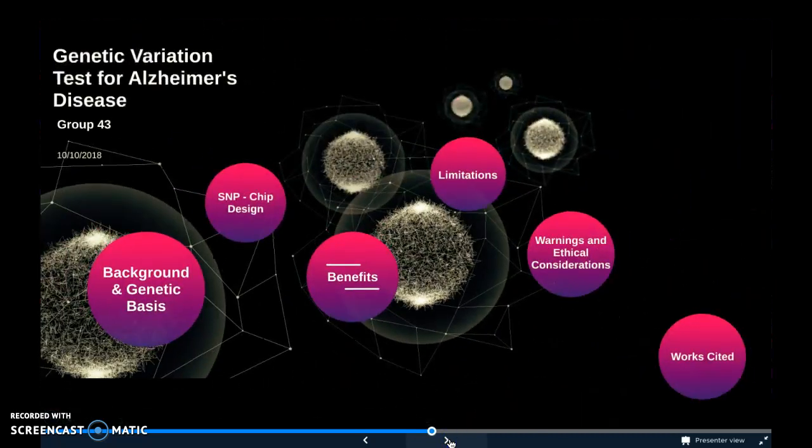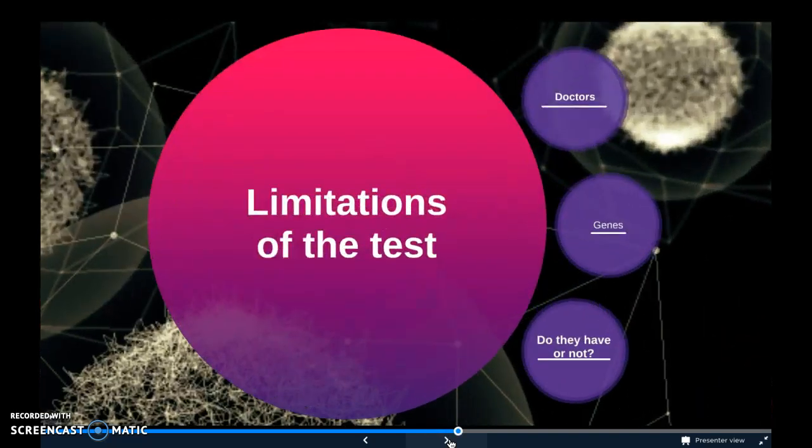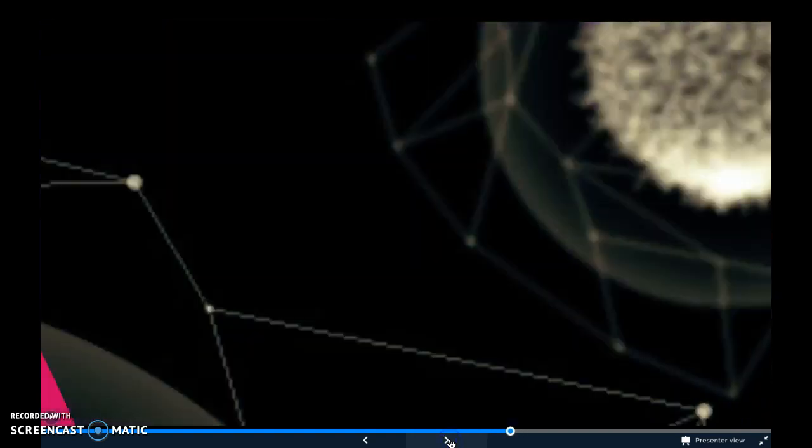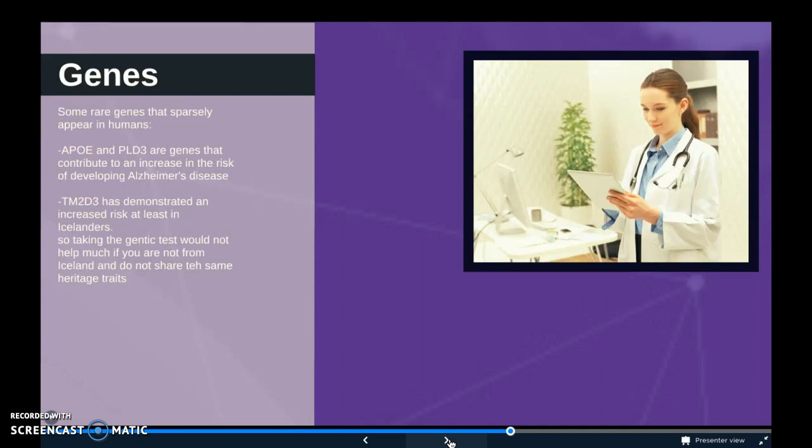The most apparent limitation of this genetic test is that there is not a single specialist doctor that guarantees accuracy in checking if someone has Alzheimer's disease before it has developed. It is a group collaboration where one human error in any of the doctor's trials could impact the results. There are also some rare genes that sparsely appear in humans. APOE and PLD3 are genes known to contribute to an increase in the risk of Alzheimer's disease. TM2D3 has demonstrated an increased risk, at least in Icelanders. It is not known if there is an increased risk in other parts of the world, so taking the genetic test would not help much if you are not from Iceland and do not share their same hereditary traits.